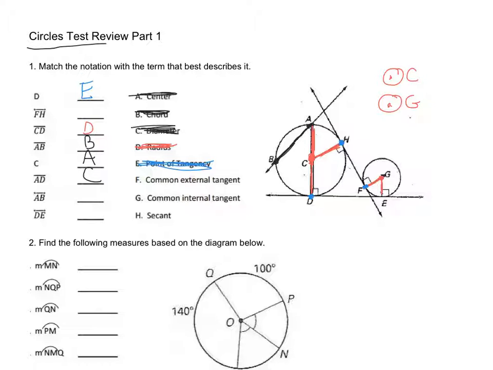So now we have common external tangent and common internal tangent. An external tangent is a tangent that's going to touch two circles, but it doesn't go between them. So that would be this line down here, DE, because it touches both circles at only one point, but it's only on the outsides of the circles, doesn't cross between them. So the common external tangent would be DE. The common internal tangent is the tangent that crosses between the two circles, so that would be this one, and it goes down in between these two circles. So that is HF, or FH, our common internal tangent.